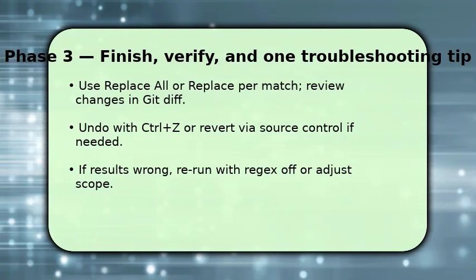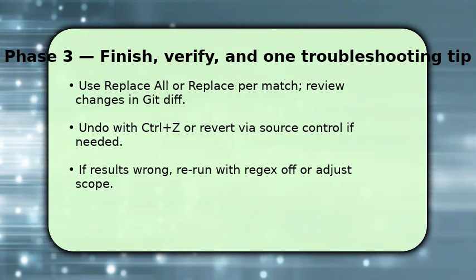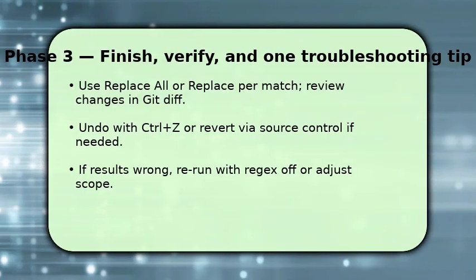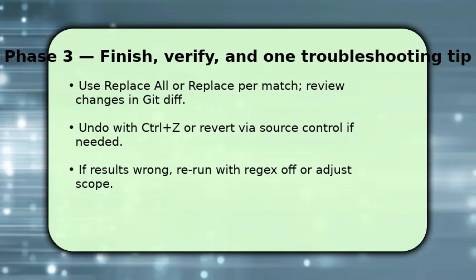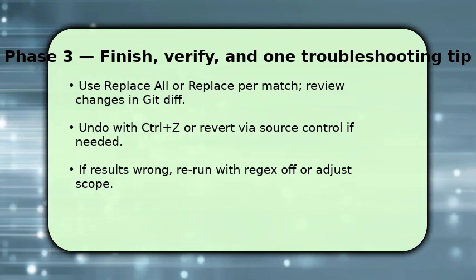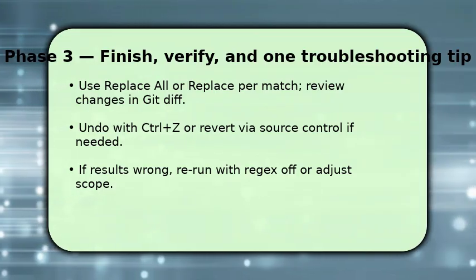Finally, choose Replace All to change every visible match, or click Replace for each instance when you want manual control. After replacing, review edits in the editor or check the Git diff to verify intended changes. If something goes wrong, undo immediately with Ctrl+Z or revert the commit through source control.